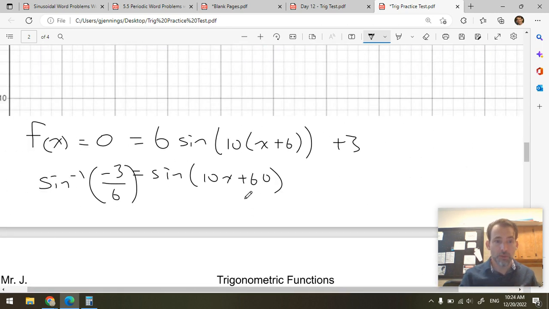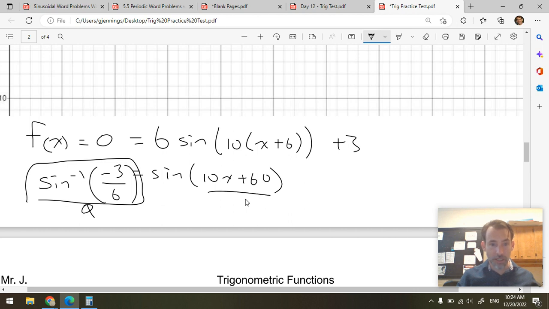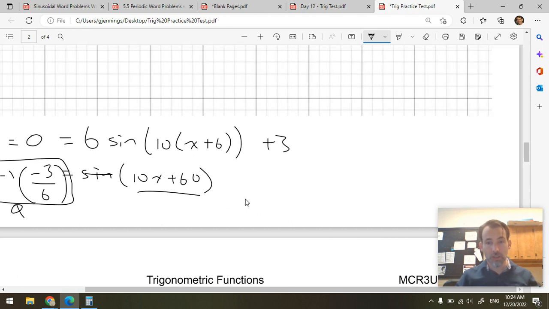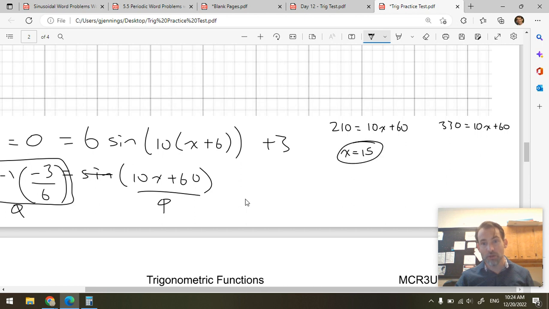So this is the solution to sine inverse of negative 1/2. Negative 3/6 is just negative 1/2, which equals this, because taking the sine inverse takes away that sine. So what we have is 210 equals 10x plus 60, or 330 equals 10x plus 60, and solve both for x. So I subtract 60 from each side, which gives me 150, and here x equals 15. Your algebraic manipulations will tell you the same thing. Here 270, so x equals 27.